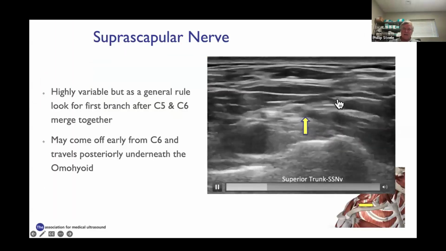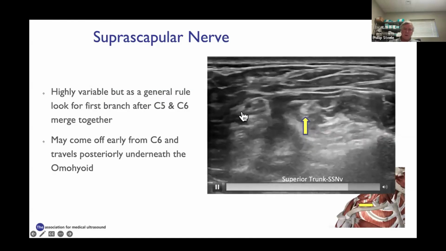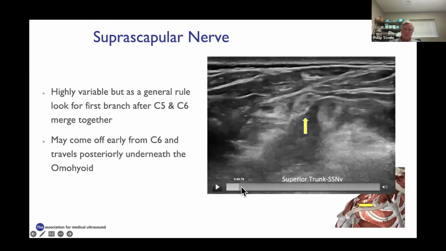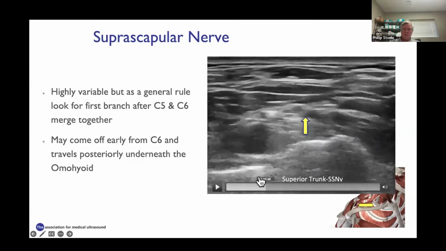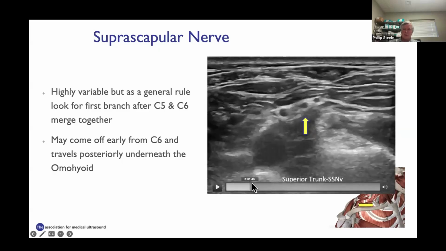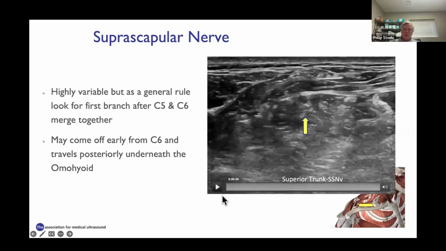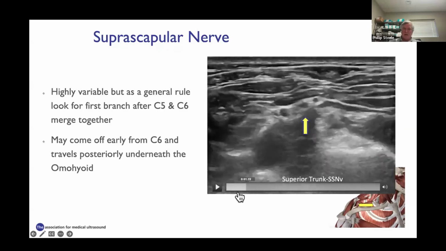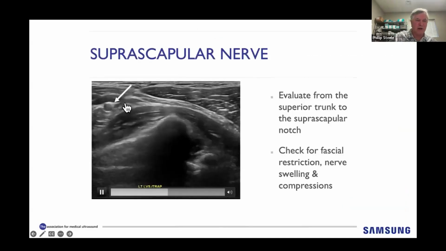And then finally, kind of the last thing is the suprascapular nerve. It always lives under the omohyoid here. This is the superior trunk right here, and there is this nerve that comes off the superior trunk. The easiest way to find that is to find where 5 and 6 join together, and that forms the superior trunk. The first branch that heads posterior is the suprascapular nerve. That's an important tip-off. So again, always find 5 and 6, bring them together, and look for the first branch off.